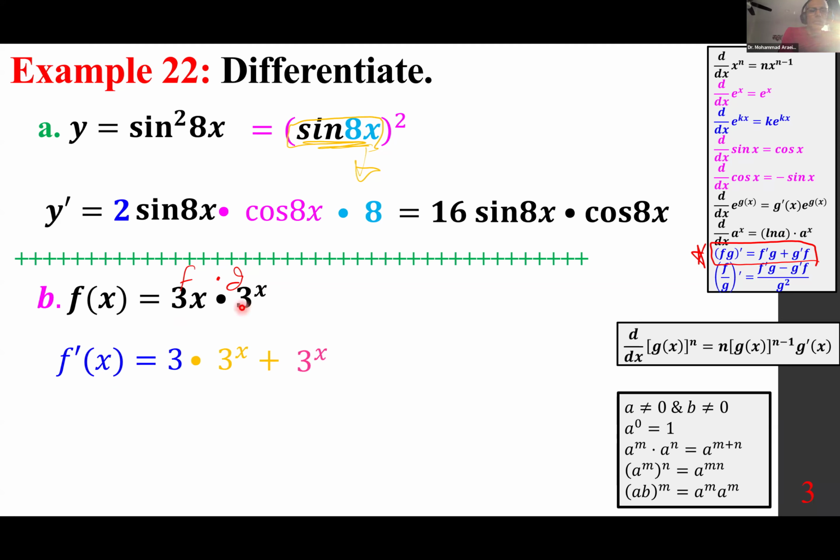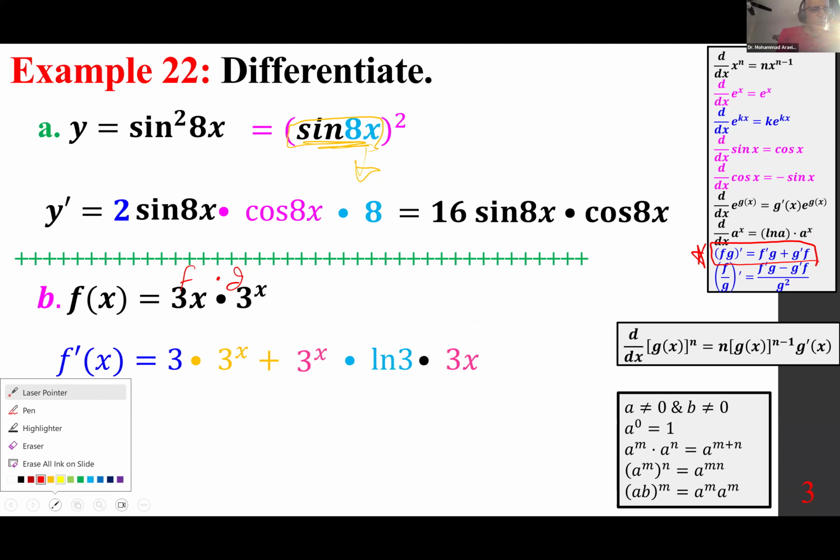times ln 3, since the base is not e. Okay, so I'm looking at this, right? And of course, f is 3x, so times 3x. And I'm going to put an asterisk next to it again, just to let you know this is it as far as calculus is concerned. However, this is not a finished job, and we have to finish it. I can't emphasize this enough.